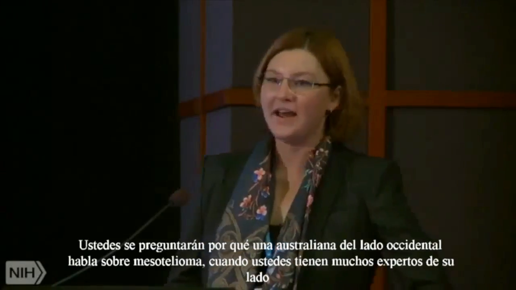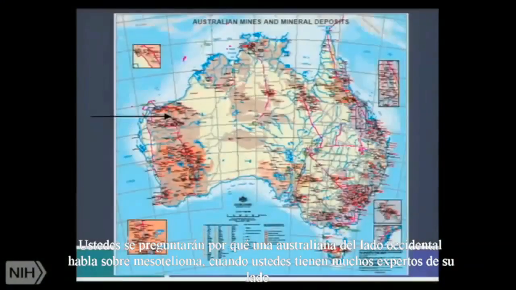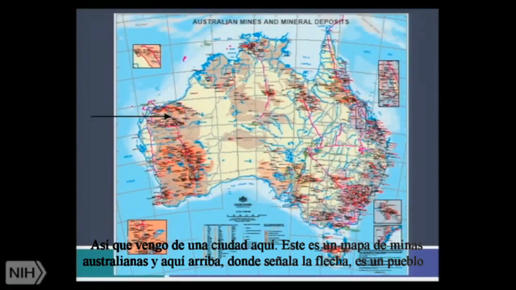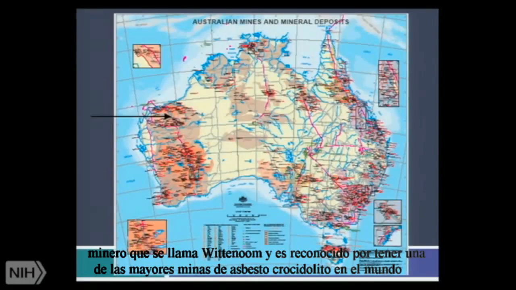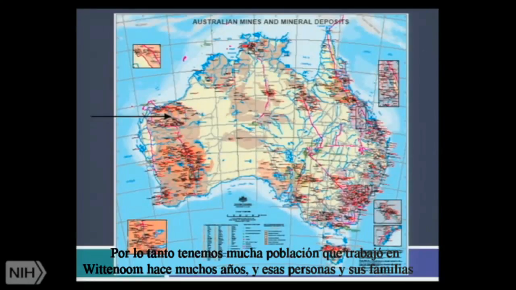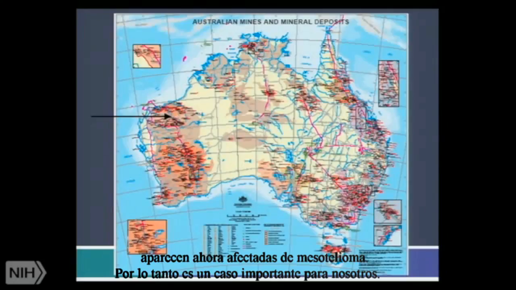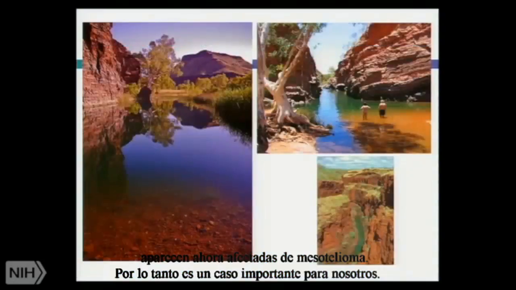So you might wonder why a Western Australian is talking to you about mesothelioma when you've got plenty of experts of your own here. Well, I come from a town, Perth, down here. And this is a map of the Australian mines and mineral deposits. And up here where the arrow is a mining town, Wittenoom. That was one of the biggest crocidolite asbestos mines in the world. So we have lots of people who have been through Wittenoom many years ago, and they and their families are now affected by mesothelioma. So it's a real focus for us.